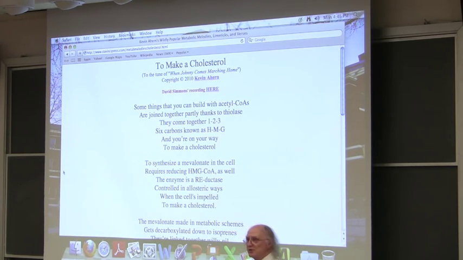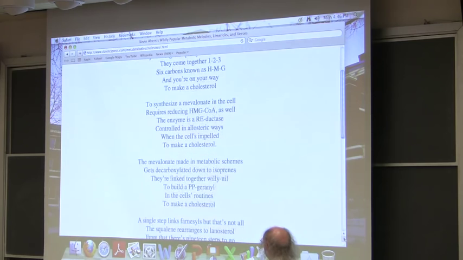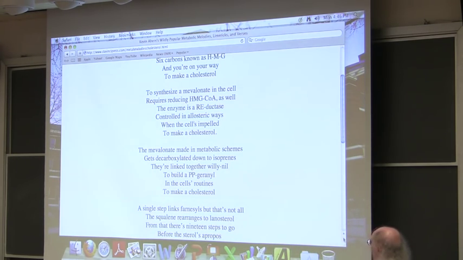It's the same tune we've been doing the last two songs to, all right? Some things that you can build with acetyl-CoAs are joined together partly thanks to thiolase. They come together, 1, 2, 3, 6 carbons known as HMG, and you're on your way to make a cholesterol. To synthesize a mevalonate in the cell requires reducing HMG-CoA as well. The enzyme is a reductase controlled in allosteric ways when the cell's impelled to make a cholesterol. The mevalonate made in metabolic schemes gets decarboxylated down to isoprenes. They're linked together willy-nilly to build a PP geranyl in the cell's routines to make a cholesterol.